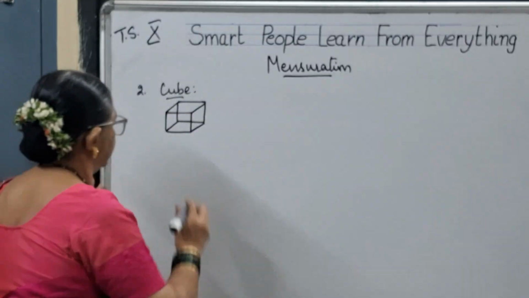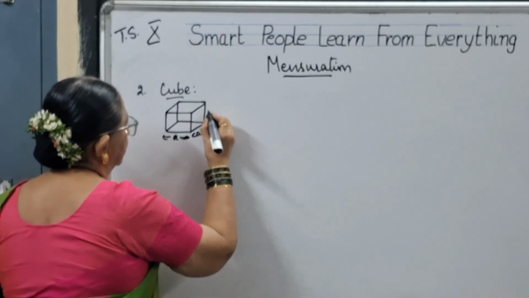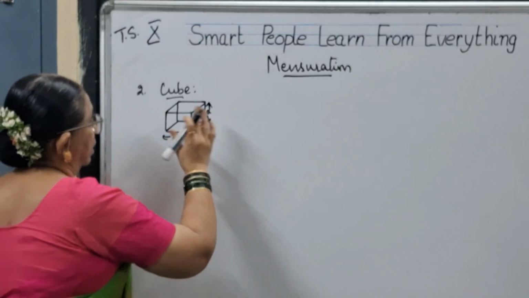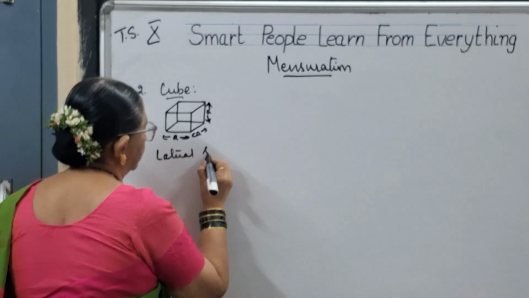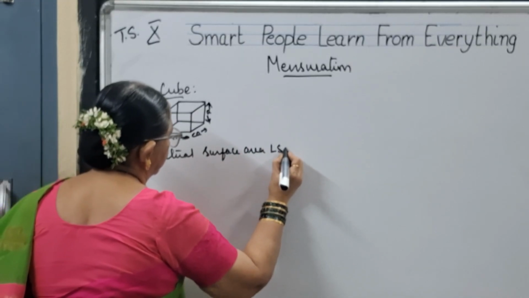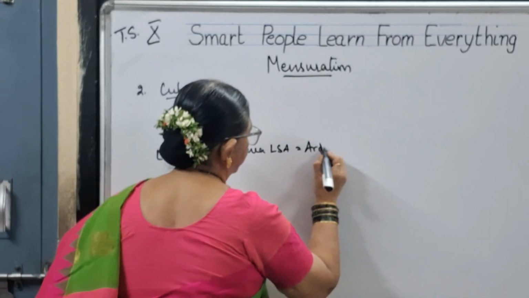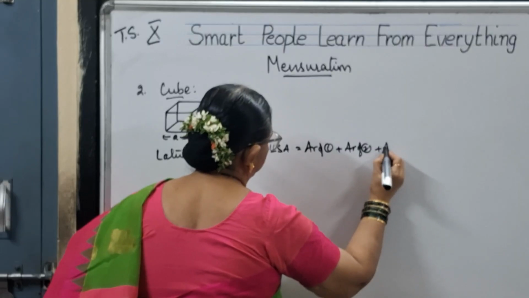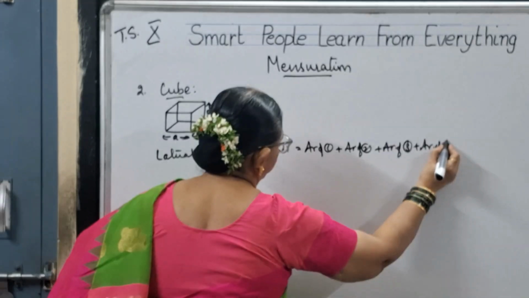So they are considered as A. This is A, this is A and this is also A. Length is A, breadth is A and height is also A. So here the lateral surface area, LSA, is equal to, again here also we can take the area of the first figure plus the area of the second figure plus the area of the third figure plus the area of the fourth figure.